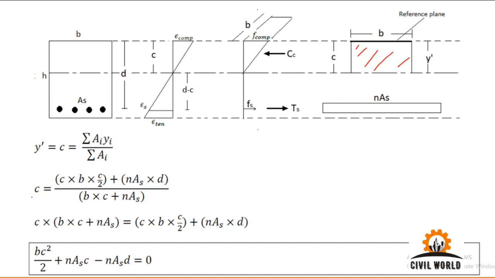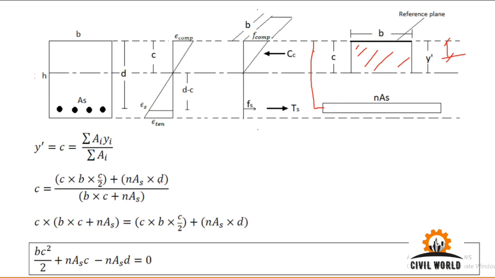So y bar or C: this is area 1, C into B, and its centroid distance from the top fiber or reference plane is C divided by 2, so C into B into C divided by 2, plus the second area, which is N into AS, multiplied by the distance of its centroid from the topmost fiber, which is given by D.